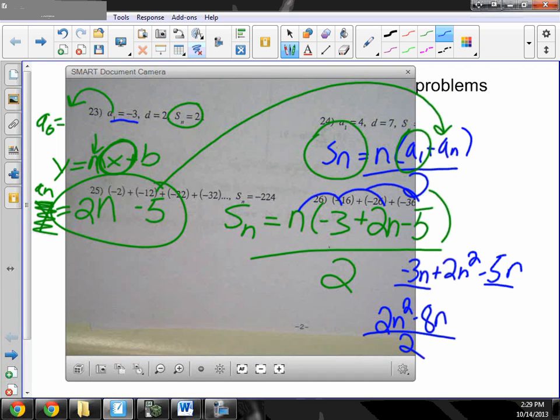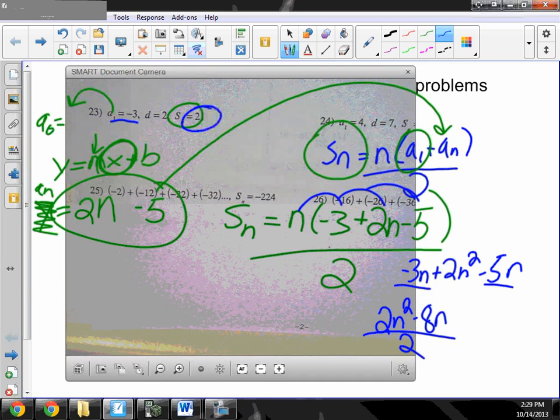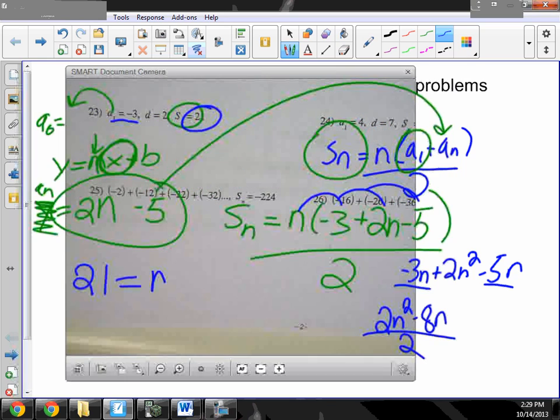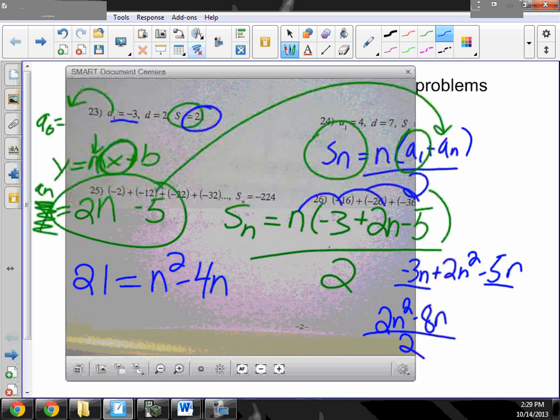Are the 2 and the 8 both divisible by 2? Yes. So I get my S of n is 21. 21 equals n squared minus 4n. I'm going to stop there. How many of you understand what I just did? Well, that's pretty good. Let me review it really quickly.